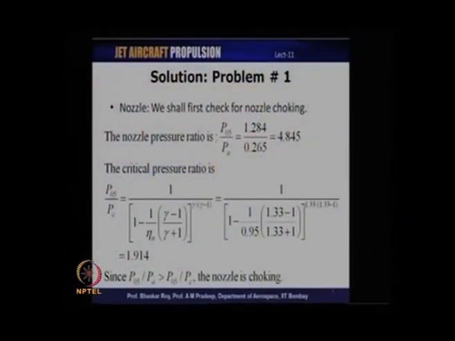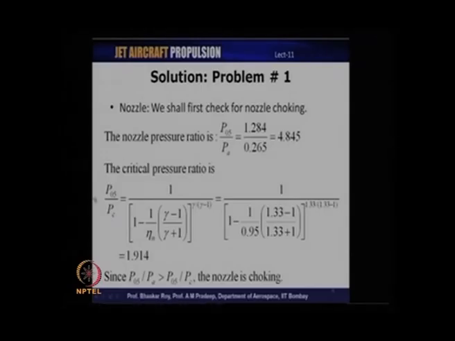So let us check for the choking of the nozzle. And how do you do that? If you are familiar with ideal cycle analysis, you must have had some experience of calculating the nozzle pressure ratio to check whether it is indeed choking. The nozzle pressure ratio is basically P05 by PA. P05 is known from our previous calculation. That is 1.284 and PA is given as 0.265 bar. So P05 by PA is equal to 4.845, and that is the nozzle pressure ratio.